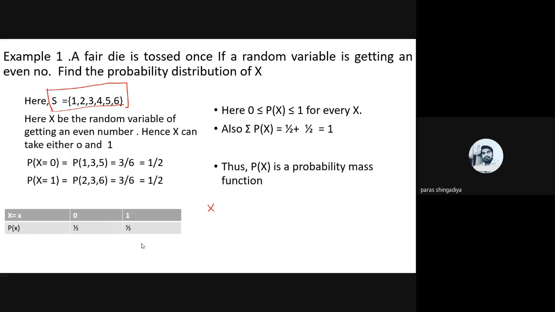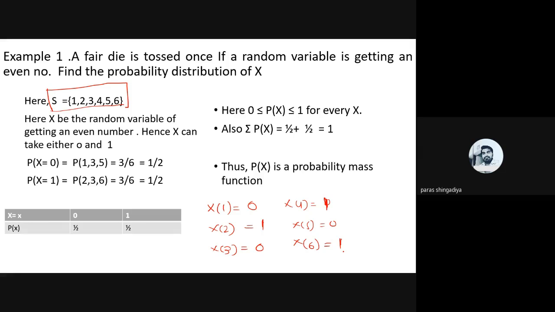ठीक है, अगर वो इवन नंबर है तो 1 है, इवन नंबर नहीं है तो 0. ठीक है, so x of 1 is equal to 0, x of 2 is an even number, so it is 1, x of 3 is 0, x of 4 is 1, x of 5 is 0, and x of 6 is equal to 1. Clear? So there are 3 outcomes which are even numbers, and 3 outcomes are odd numbers.